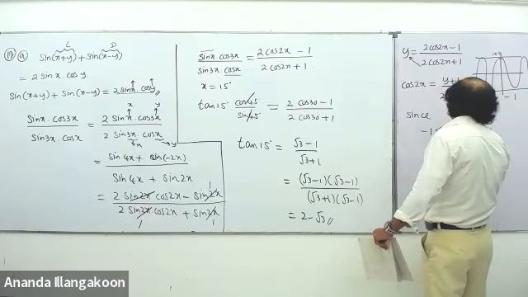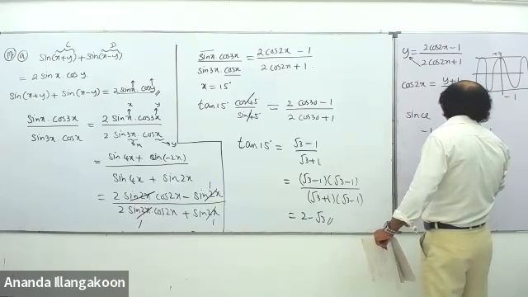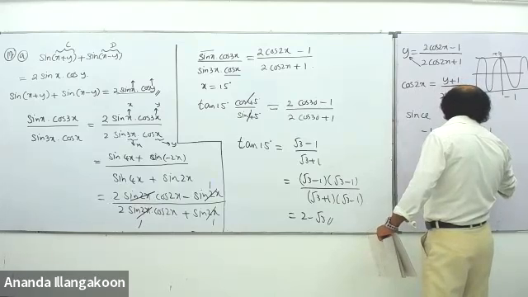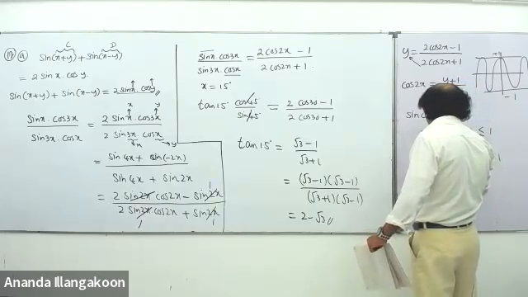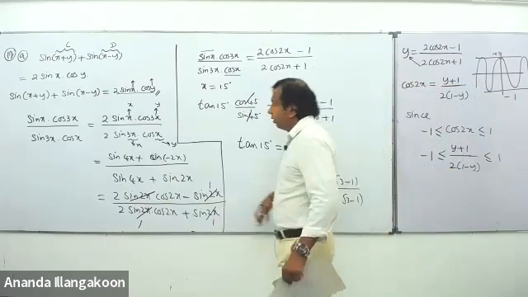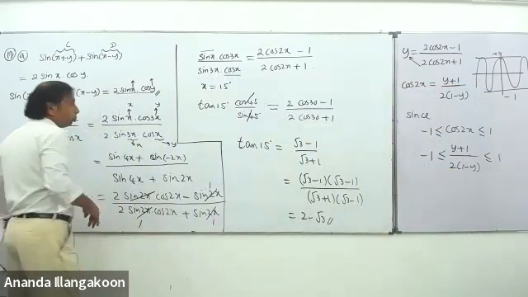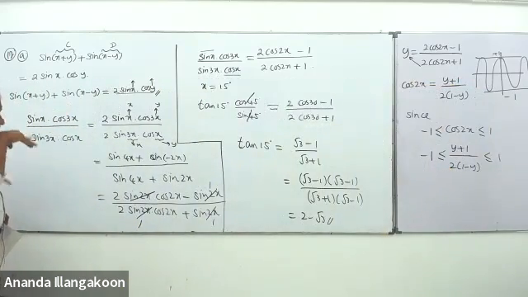Substitute for cos 2x this: y plus 1 divided by 2 times 1 minus y, less than or equal to 1, greater than or equal to minus 1. Right. Now we have to find the limit, the range of that y.